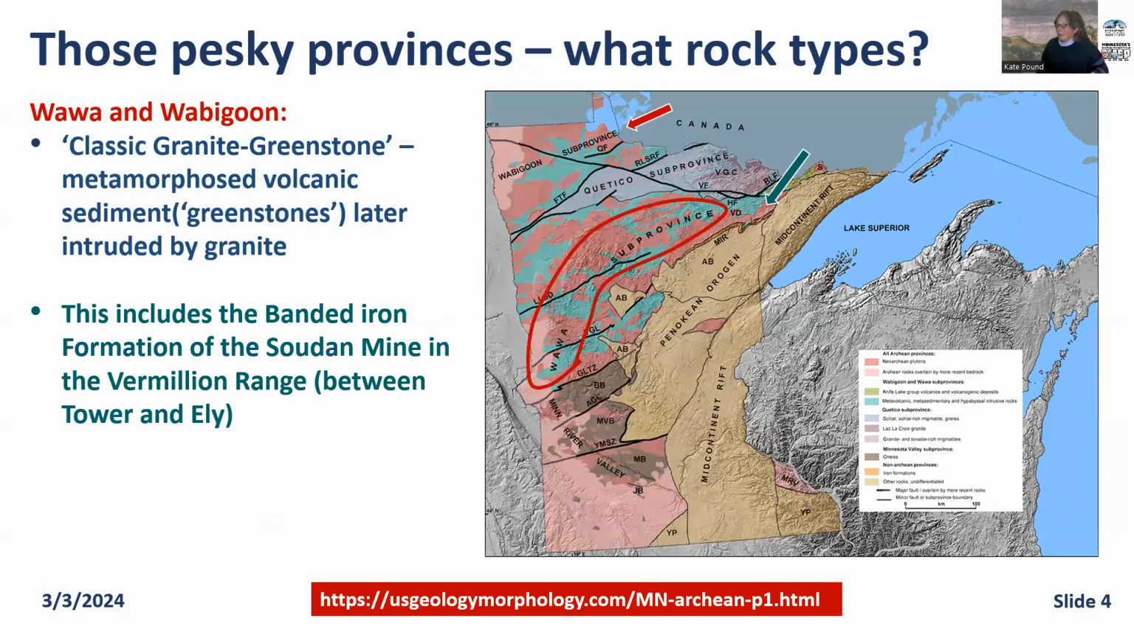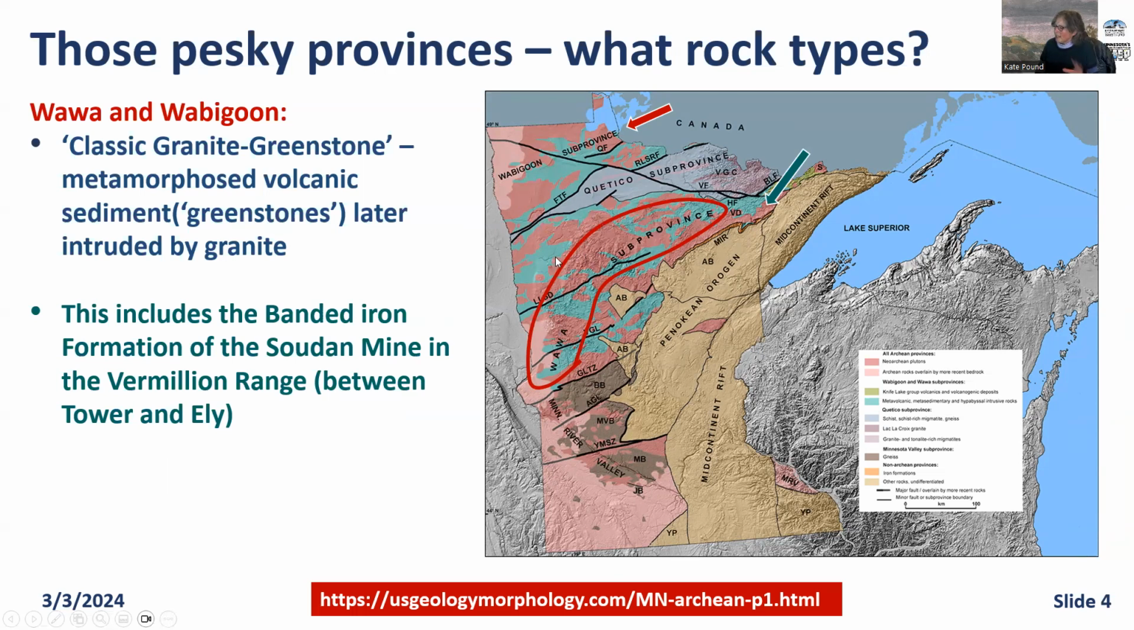So we're going to start by thinking about the Wawa and Wabigoon provinces. The Wabigoon province is way up here in northwestern Minnesota. What you need to remember is we're talking about rocks that are, for the most part, buried beneath the sediment that characterizes the landscape up here, although they are locally exposed. Okay, that's the Wabigoon subprovince. And then down in here, these heavy lines of faults, is the Wawa province or subprovince.